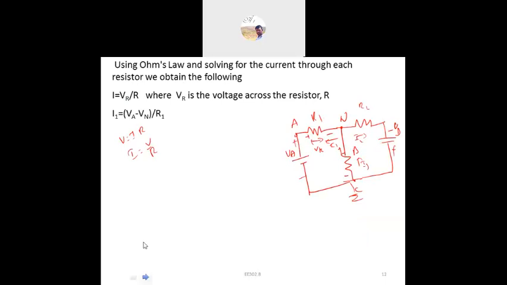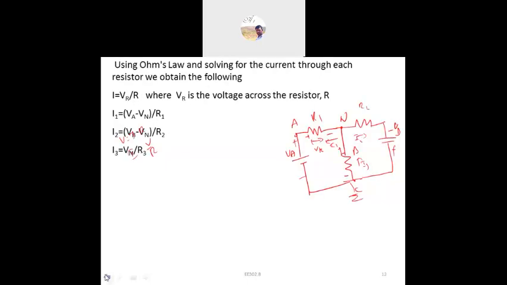So for I1, if the nodes are appearing, the voltage VR is nothing but the voltage in between the nodes. That's why it is VA minus VN by R1. Similarly for R2, that is the resistor across it. That is I2. So here VB minus VN by R2. And for I3, the current in this, at the node point the voltage is VN, so VN by R3.